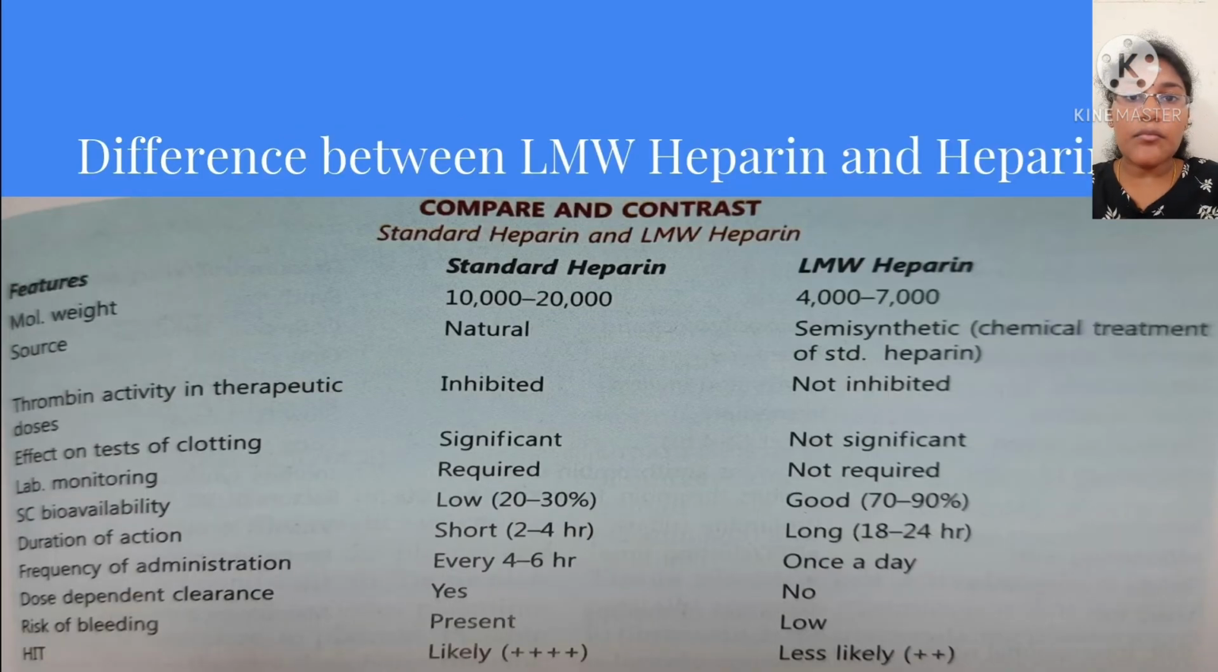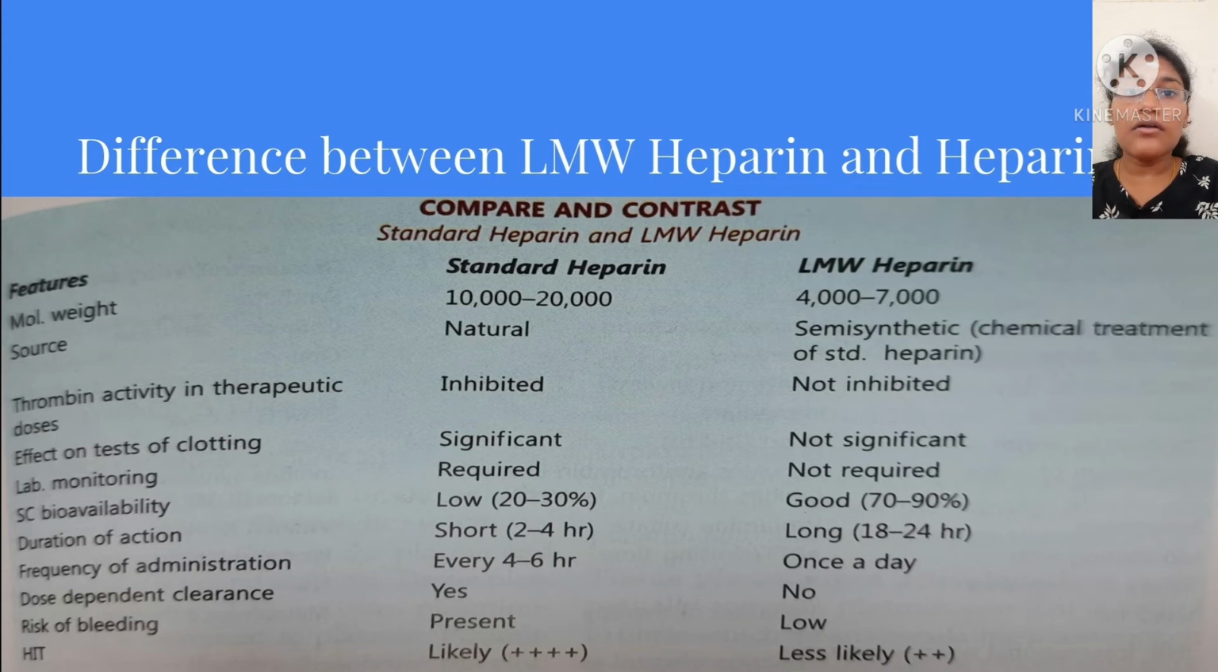The standard heparin has a molecular weight of 10,000 to 20,000, but the low molecular weight heparin has only a weight of 4,000 to 7,000 Daltons. Heparin is completely natural, but low molecular weight heparin is semi-synthetic. Heparin inhibits thrombin, but low molecular weight heparin does not inhibit thrombin. So the clotting time is prolonged when we use heparin, and clotting time is not prolonged when we use low molecular weight heparin. So low molecular weight heparin has less risk of bleeding disorders, less risk of heparin induced thrombocytopenia, and less risk of osteoporosis.